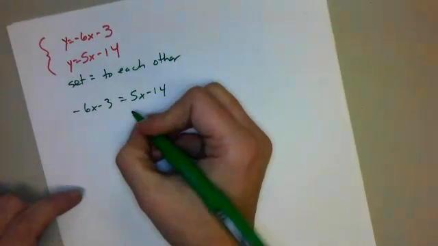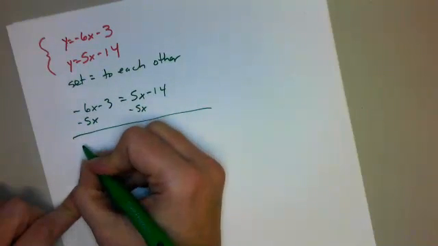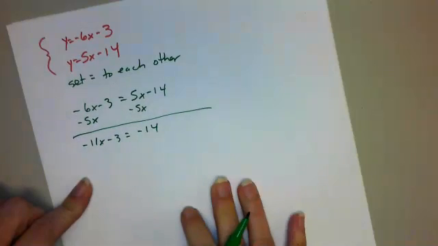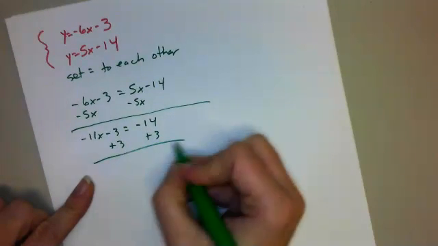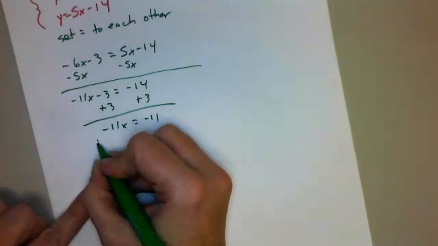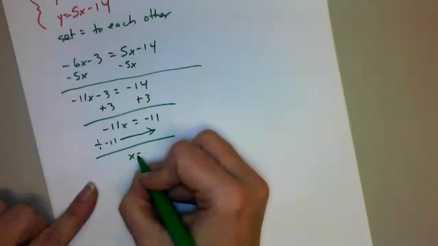Let's see what we get here. I'm going to subtract 5x from both sides. I get negative 11x minus 3 equals negative 14. I'm going to add 3 to both sides. Negative 11x equals negative 11. I'm going to divide by negative 11. I get x equals 1.